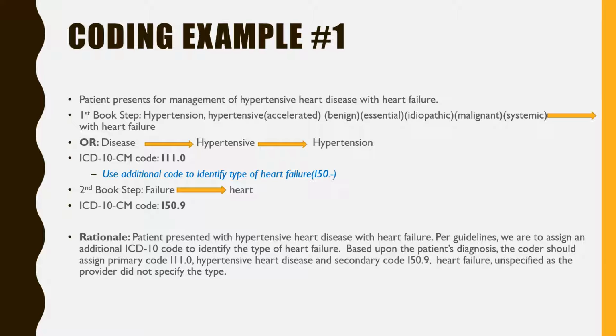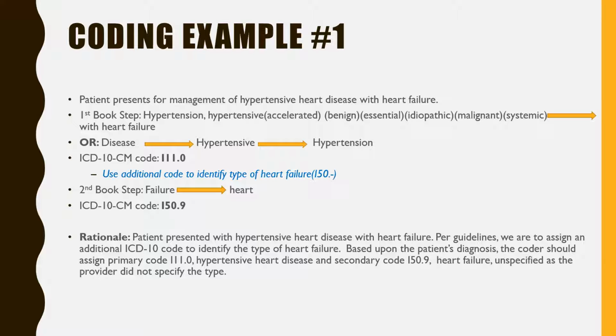In our case, our doctor did not specify the type of heart failure. So when we go to our second book step, we're going to locate failure, then drill down to heart. And our ICD-10-CM code for this particular heart failure should be I50.9.